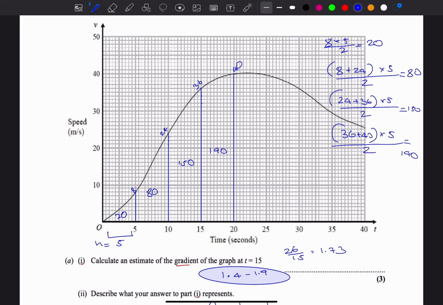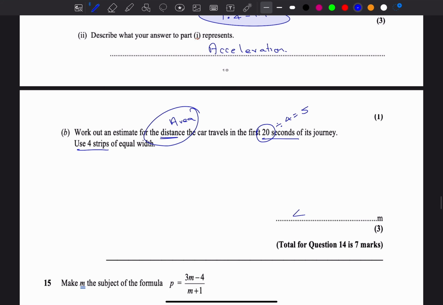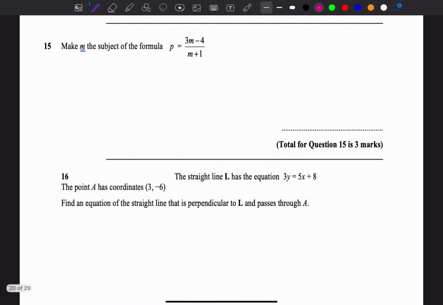You do the total. 20 add 80 add 150 add 190, which will give you 440 meters. Okay, you have to get exactly 440. There's no way out of it. 3 marks, simple.